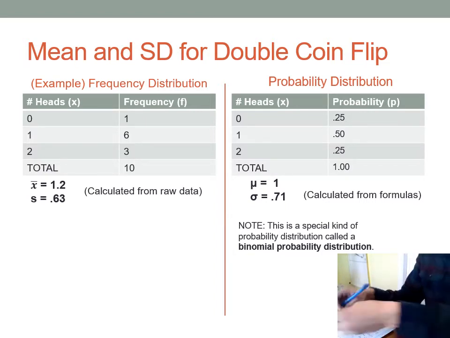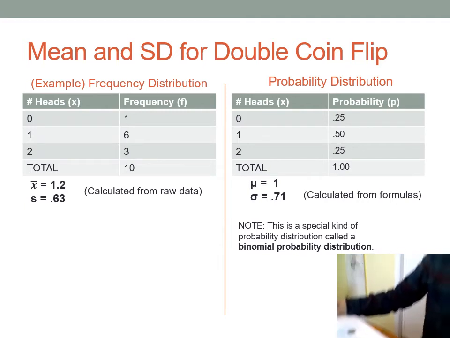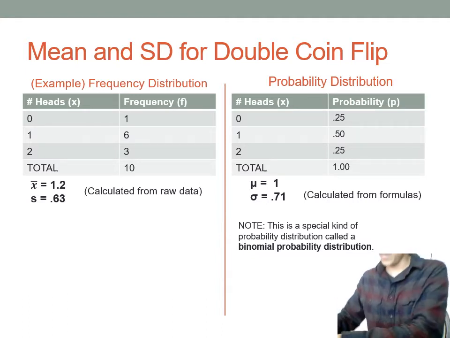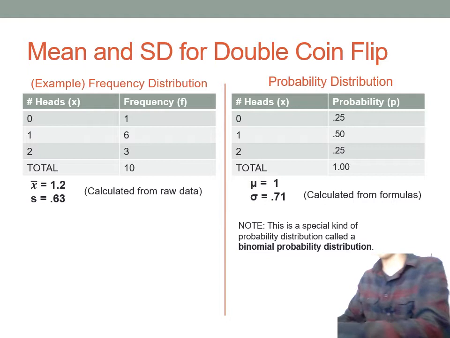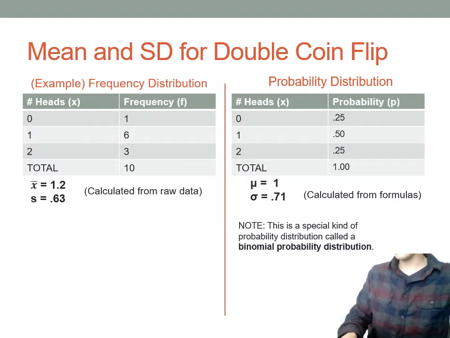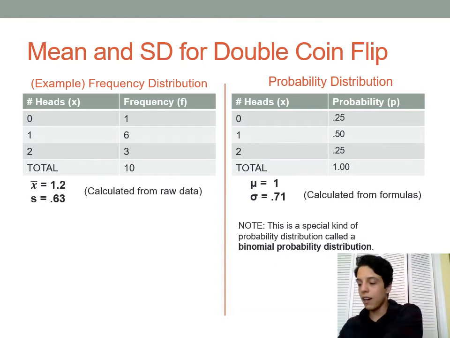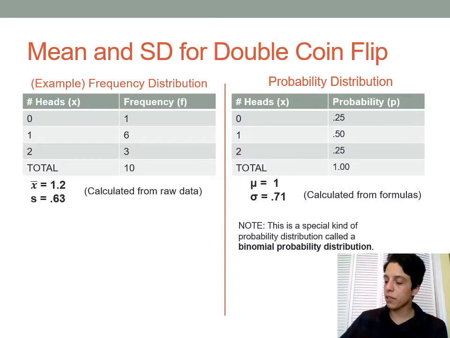I just flipped my two coins. I got heads and then heads, so I'd record that as a frequency of 1 for 2 heads. I could do this a couple more times. I just flipped them again. Sorry, I'm throwing my camera all over the place. I just got heads and then tails, so I'd record that as 1 head.